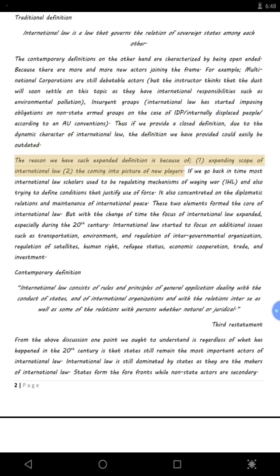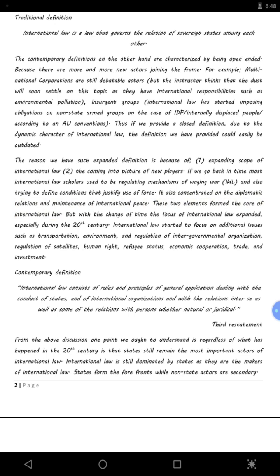The reason we have such an expanded definition is because of 1. the expanding scope of international law, and 2. the coming into picture of new players. If we go back in time, most international law scholars used to be regulating mechanisms of waging war, IHL, and also trying to define conditions that justify use of force. It also concentrated on diplomatic relations and maintenance of international peace. These two elements formed the core of international law.